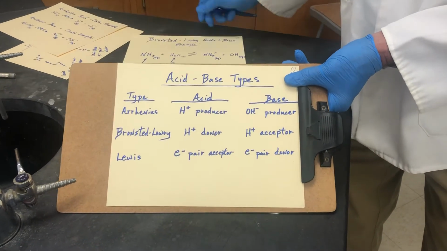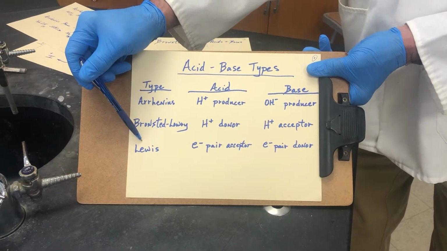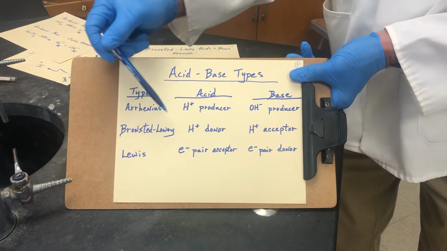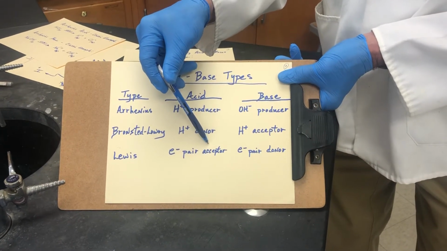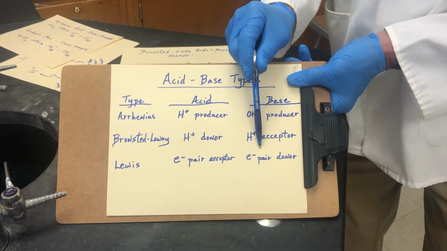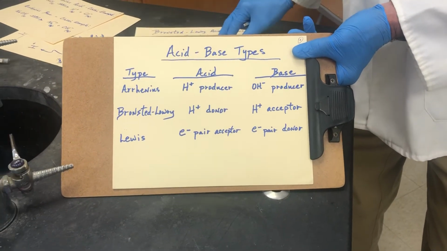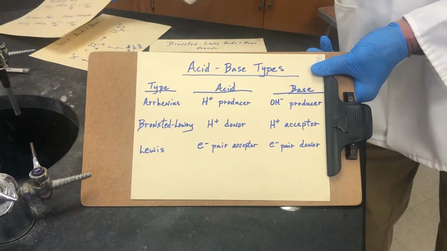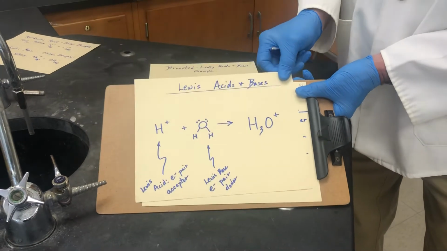And then the final category, Gilbert-Lewis, somebody had to make it even more complicated, right? A Lewis acid is an electron pair acceptor, and a Lewis base is an electron pair donor. What's this all about? Well, we did a little bit of that with our formation of Lewis dot structures. You remember those guys?